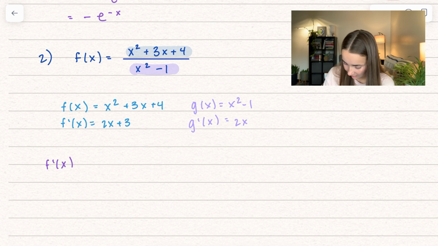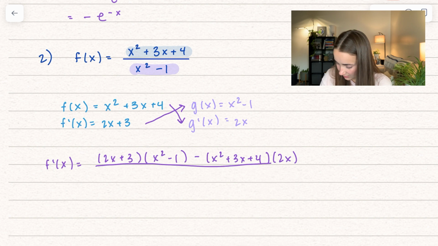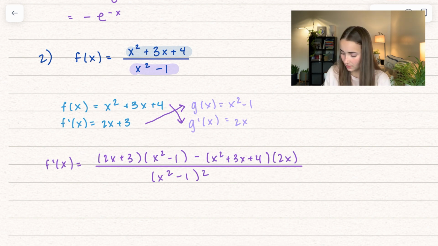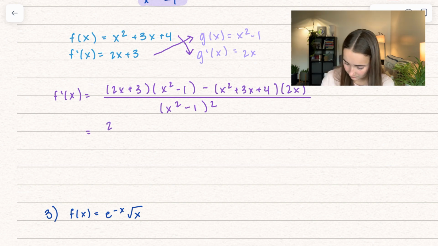F prime of x is going to equal, start at the bottom, work our way to the top, and we subtract from the top, working our way to the bottom. And then in our denominator, it's going to be our bottom function, x squared minus 1, all squared. So I'm going to go ahead and FOIL out this numerator a bit.